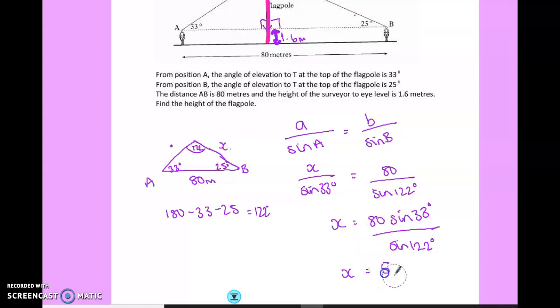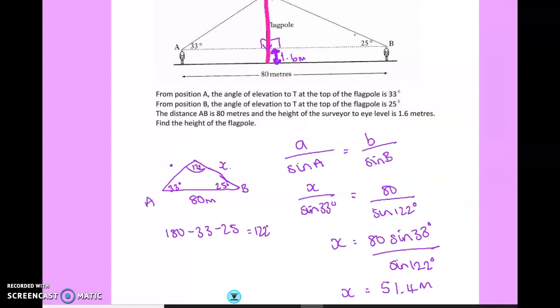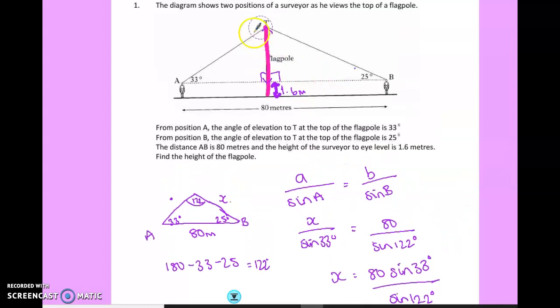So that line there is 51.4 metres. Be very careful with what you have found out. I have found out the length of this line here. That's now 51.4 metres. I'm now going to take this triangle here. Okay, so starting at T, down to the bottom of the line, out to B and up.